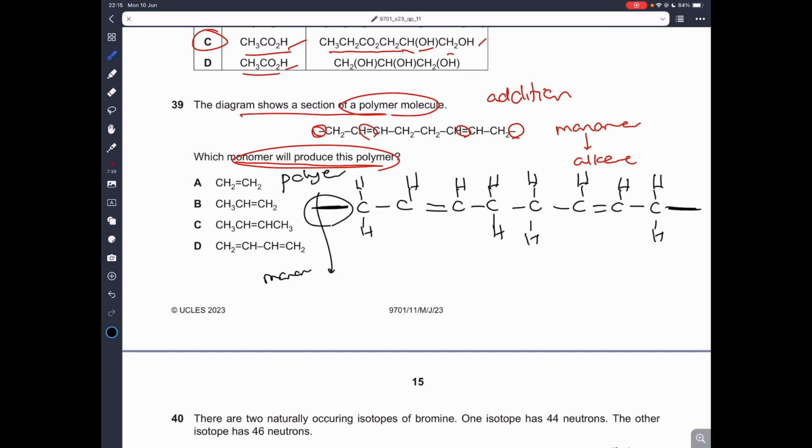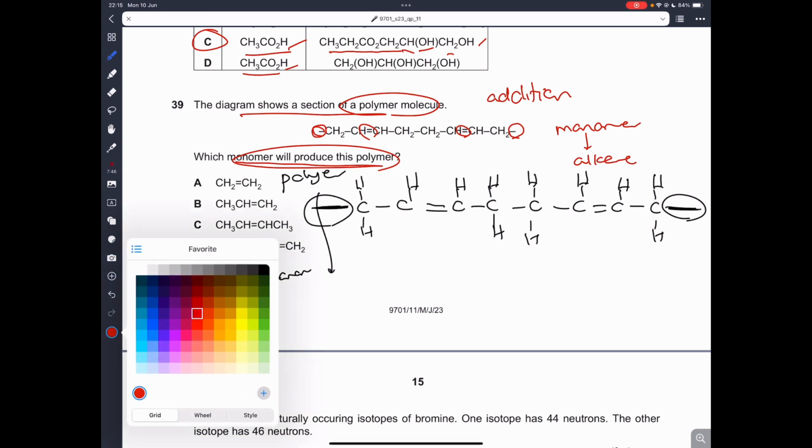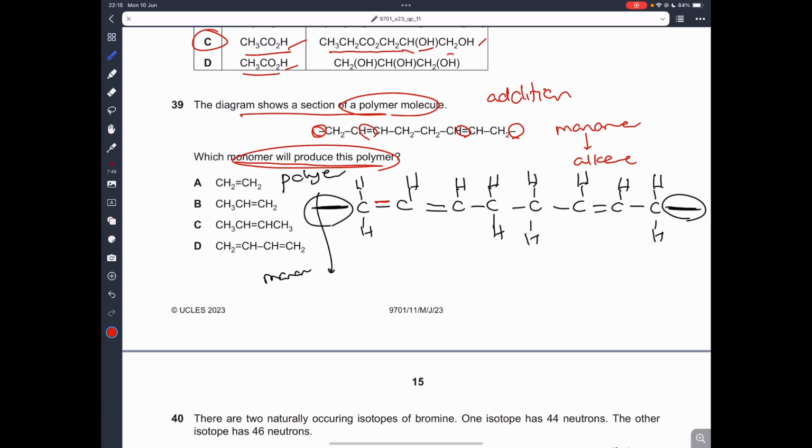So we actually have to close these bonds. If we close these bonds, we have to form a double bond over here. We have to also form a double bond over here. Okay? So which monomer? Could it be A? It could not be A. It could not be B. It could not be C. But it could be D. Let's check out why D is the correct answer.